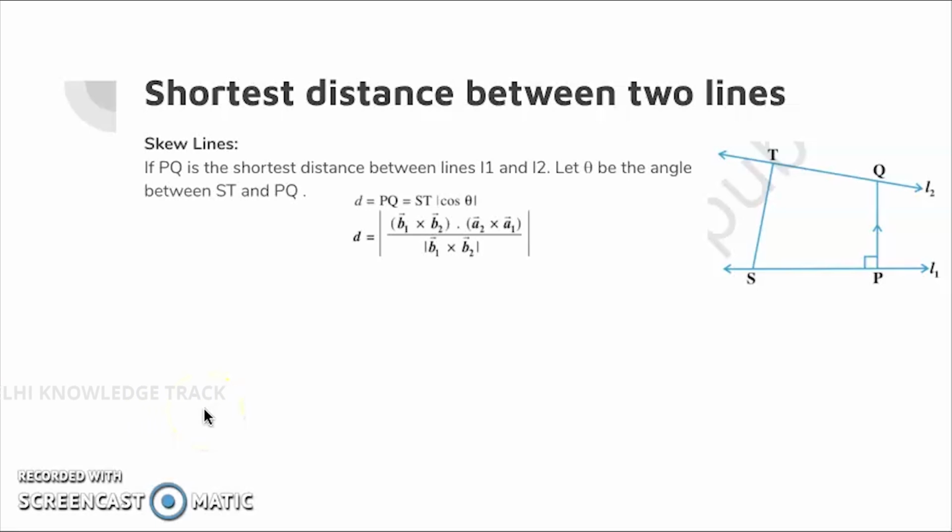Let's go with the case of skew lines first. Refer to the diagram given in the slide. If PQ is the shortest distance between lines L1 and L2, let theta be the angle between SD and PQ. Then D, which is PQ, the shortest distance, will be equal to SD modulus of cos theta.